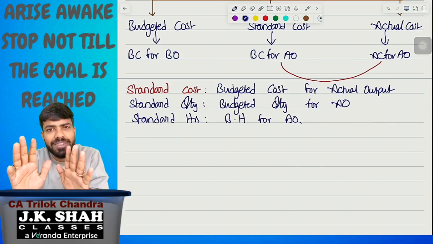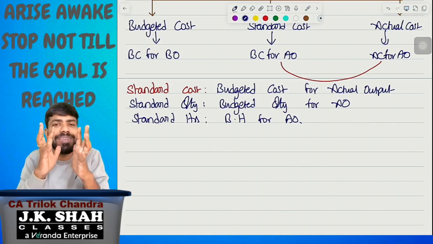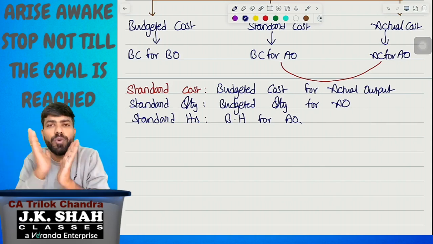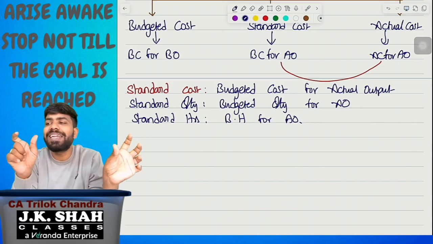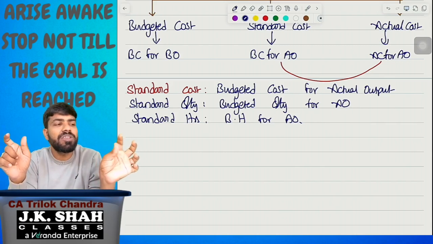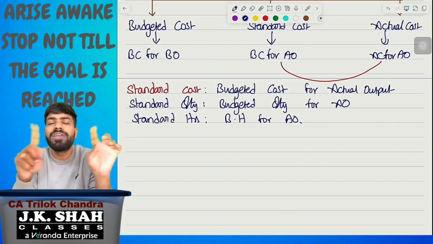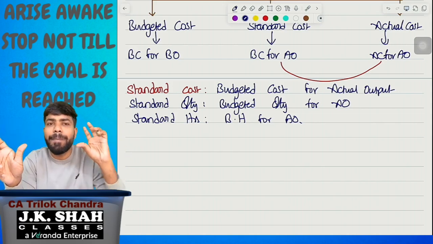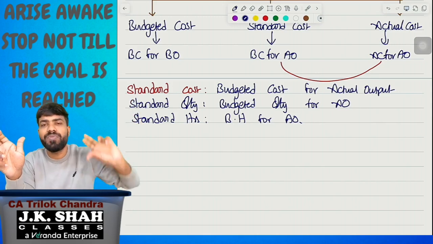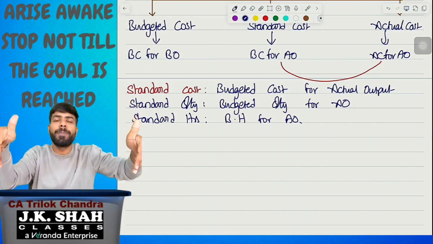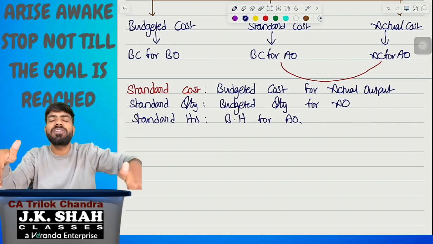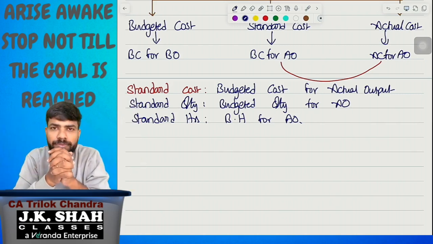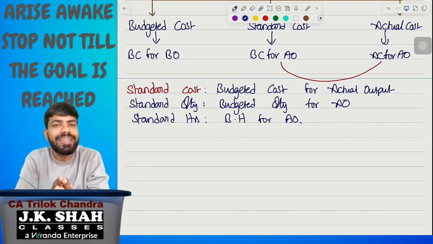To do this analysis, first we need to understand what standard cost is. Budgeted cost for actual output. We should not compare budgeted cost directly with actual cost, because budgeted cost is for budgeted output and actual cost is for actual output. There is a difference in output. So what is the right way of comparison? Budgeted cost for actual output, which is called standard cost, with the actual cost for actual output. So we compare standard cost and actual cost, never budgeted cost with actual cost. Clear till now?